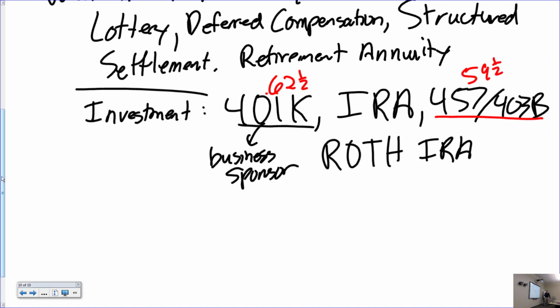Roth IRAs. The difference between these guys, right? 401ks, IRAs, and 457s. These things, all of your money goes in tax-free when you put it in. A Roth IRA, you actually pay tax on the money, but all of your proceeds coming out are tax-free. So if you invest in a Roth IRA, when you retire, start taking the money out, none of this money goes towards income tax.